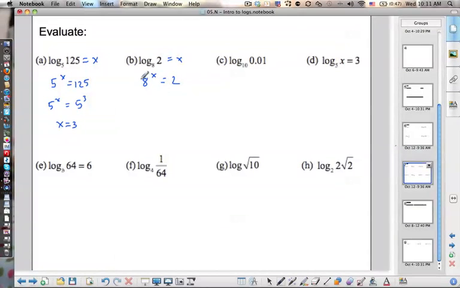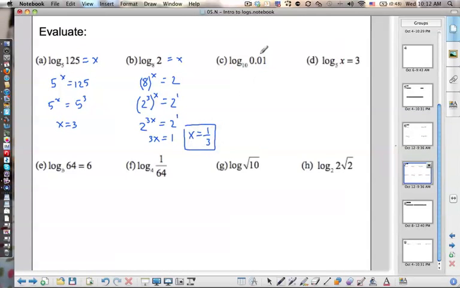So what I like to do is I take 8 out and I put in 2 to the third to the x equals 2 to the 1. So we multiply these powers. So that's 2 to the 3x equals 2 to the 1. So 3x equals 1. X equals 1/3, which makes sense. The cubed root of 8, you could just look at this straight away. The cubed root of 8 is 2, which also says that 2 cubed is 8.